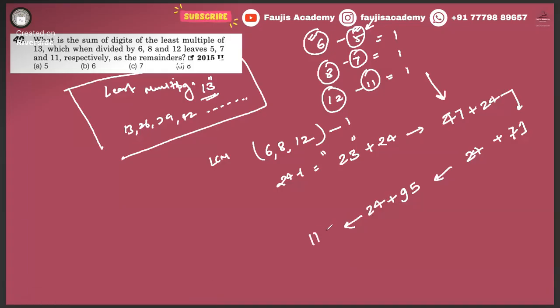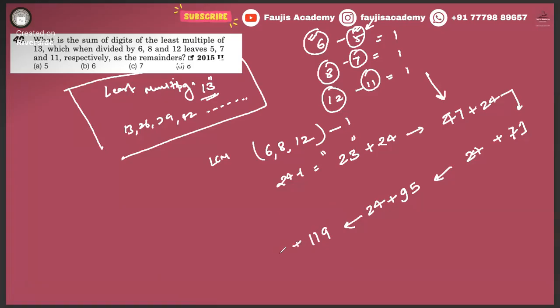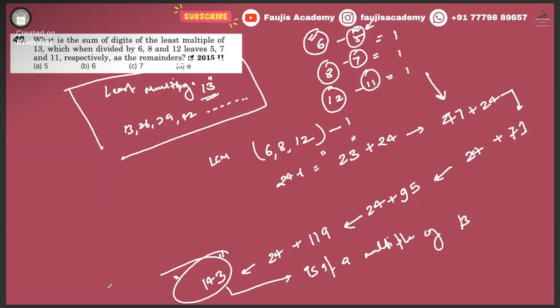Is 119 a multiple of 13? No, sir. So let's add 24 once again. Now tell me, is this number a multiple of 13? Yes, sir. We got the multiple of 13. So this is the number, and this is also the least number.